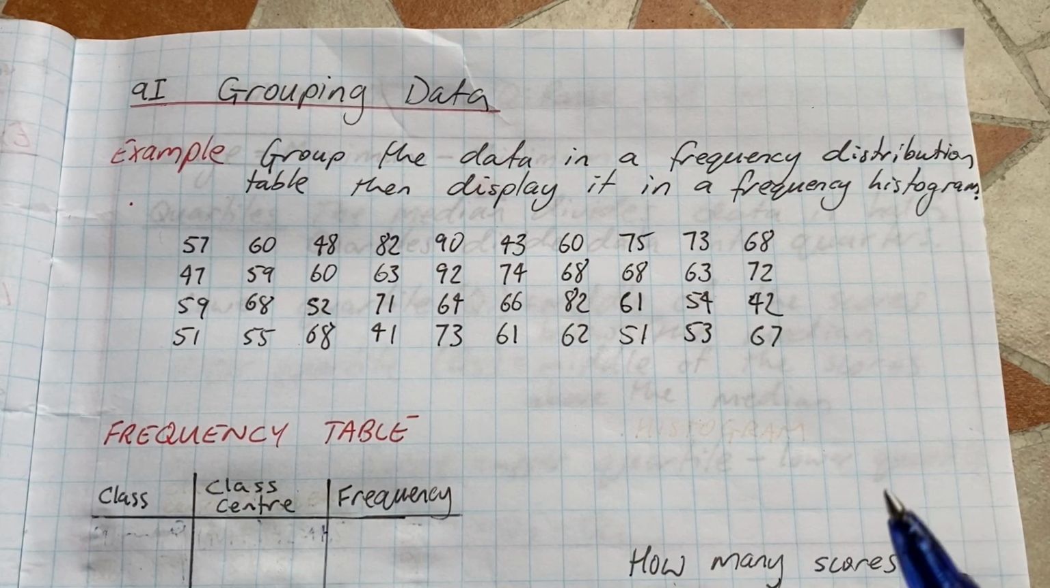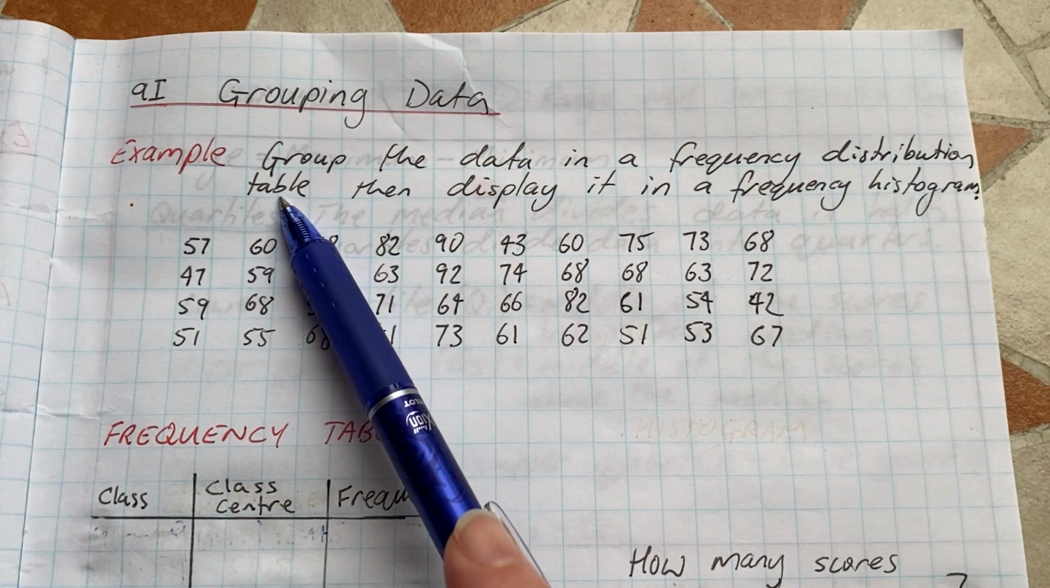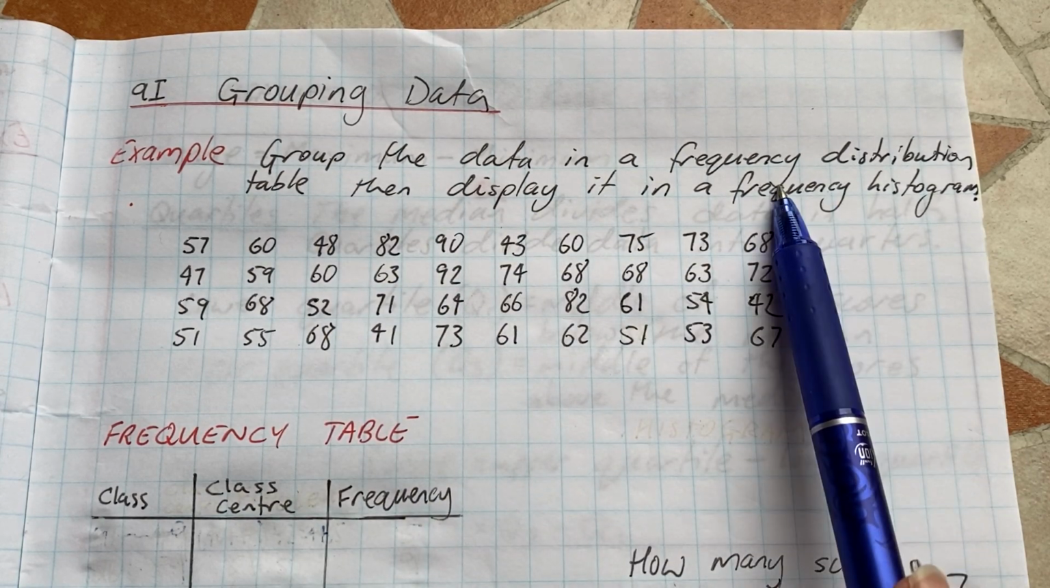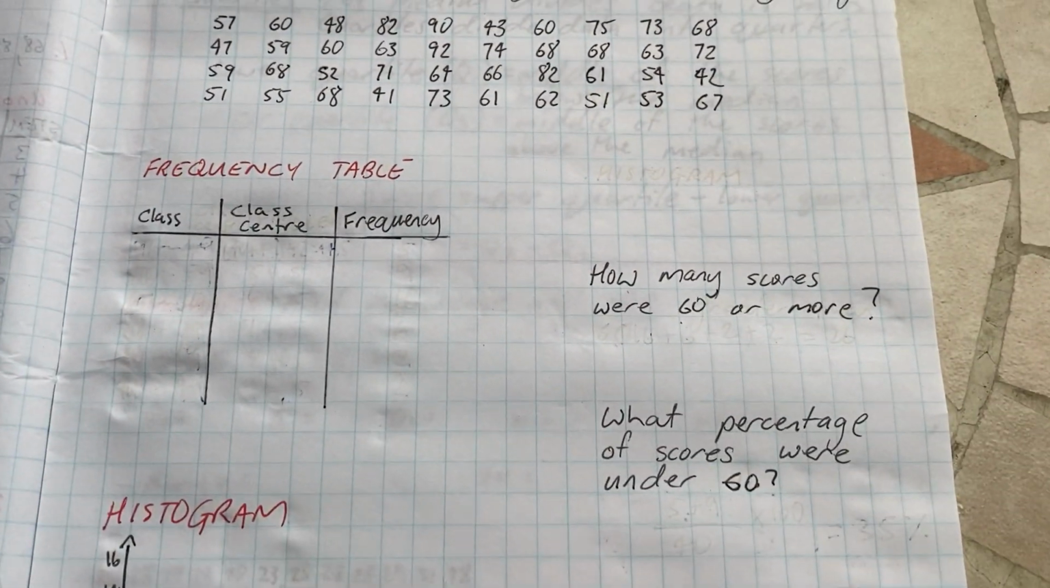Exercise 9i is about grouping data. So we're going to group the data in what's called a frequency distribution table, and then we're going to display it in what's called a frequency histogram. You can see there's a lot of data here, and that would be a really good reason to want to group the data.